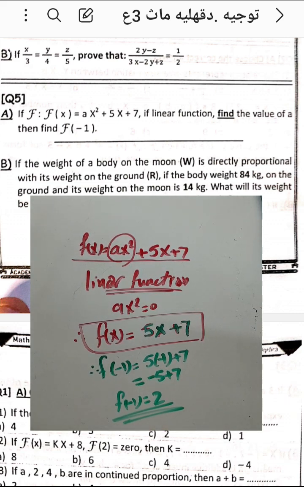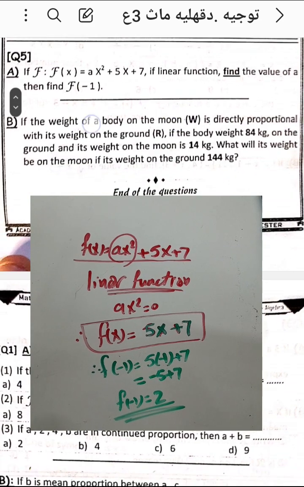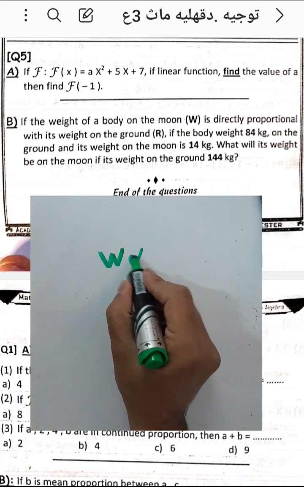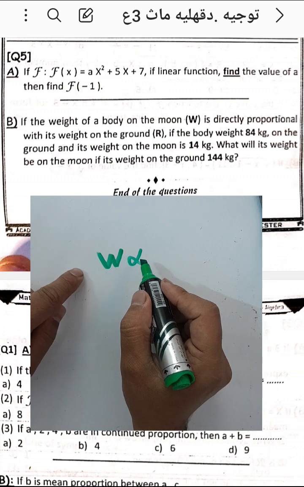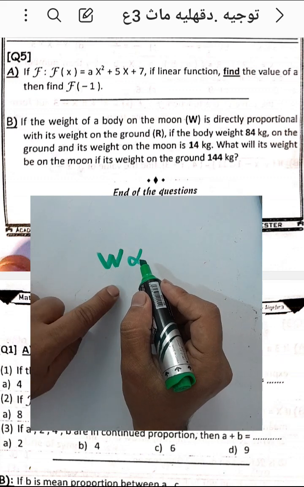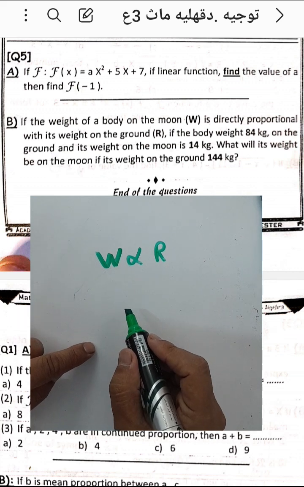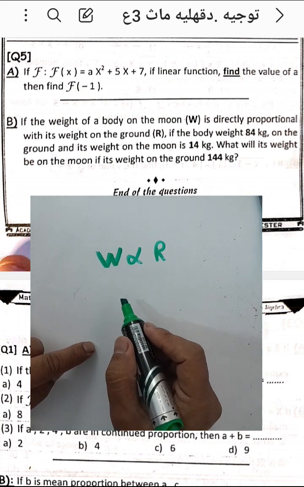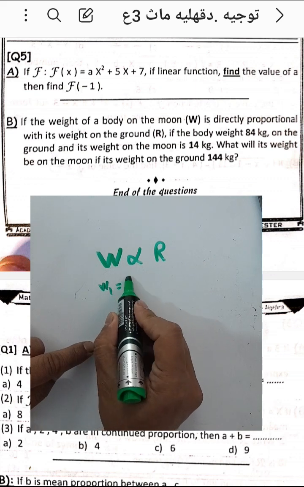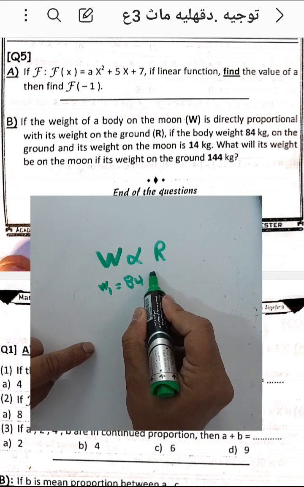Question 8. If the weight of body on the moon is W, is directly proportional with its weights on the ground R. We have relation between weight here in the moon and the weight in the ground, directly proportional. Okay, if the body weight is 84 kilogram.